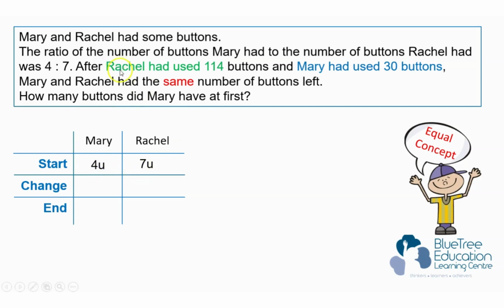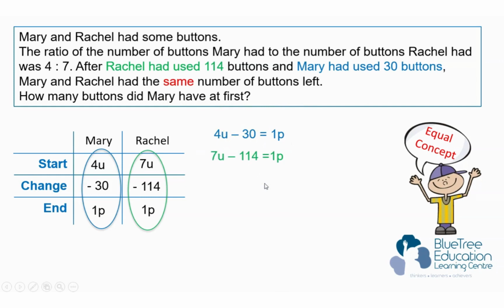And as for the next sentence, be very careful what you're reading. It says Mary is to Rachel. But the way they write the statement is Rachel used first, then Mary. So be very careful with this part. So Mary used 30 and Rachel used 114. At the end, they had the same number. So we'll write 1p for each of them. This is a first connection where you understand that Mary had 4u minus 30 equals to 1p. And as for Rachel's, 7u was the starting, she used up 114 and equals to 1p.